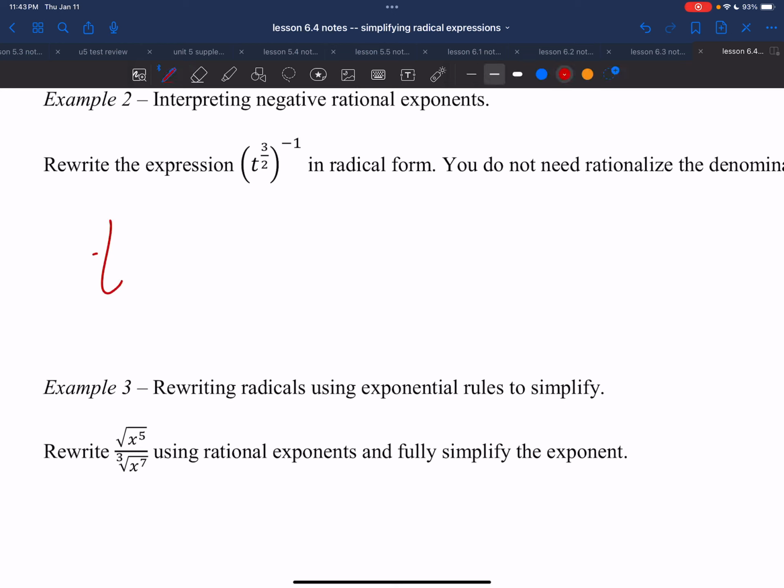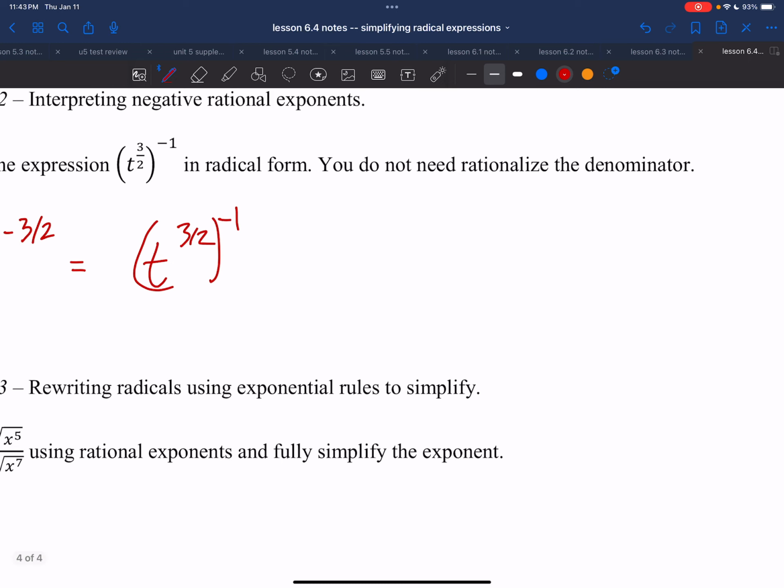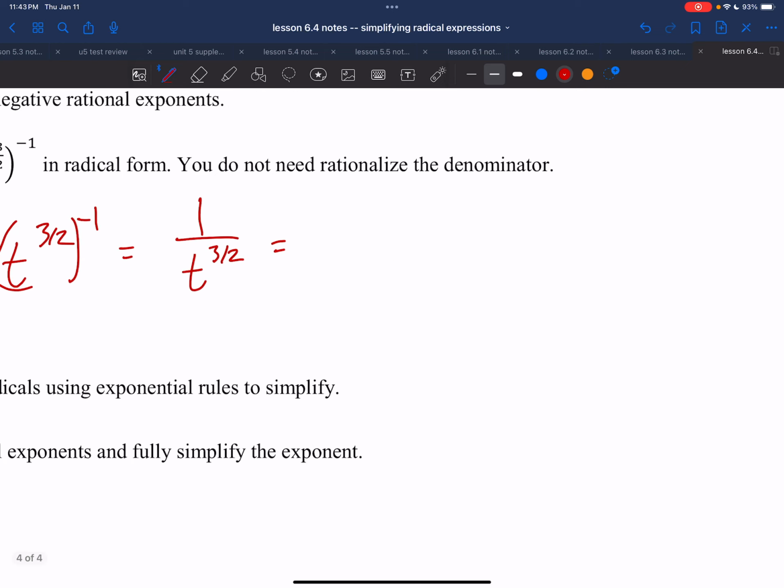Okay? T to the negative 3 over 2 is t to the 3 over 2 to the negative 1, but the reciprocal, right? If it's, sorry, a to the negative 1 is just 1 over a, so just take this thing and shove it on bottom. It's 1 over t to the 3 halves, and that's just 1 over square root t cubed, okay? We stated here you do not need to rationalize the denominator. It was just to interpret that.